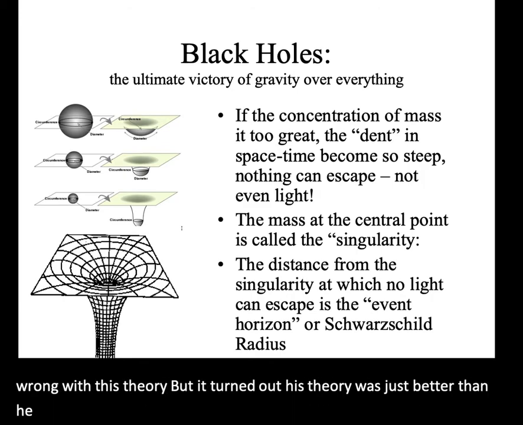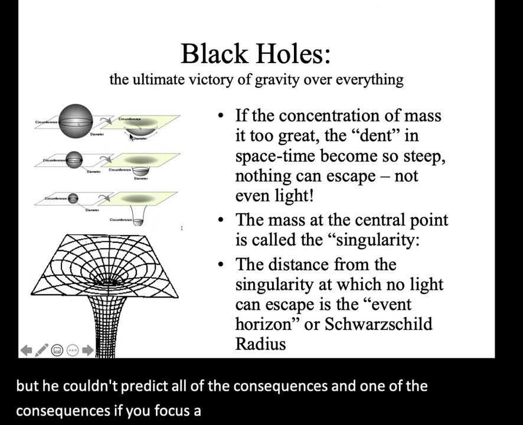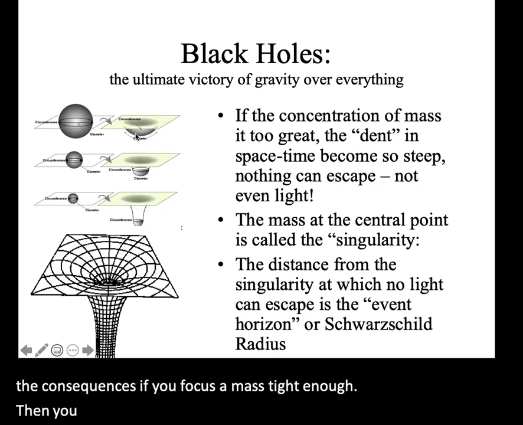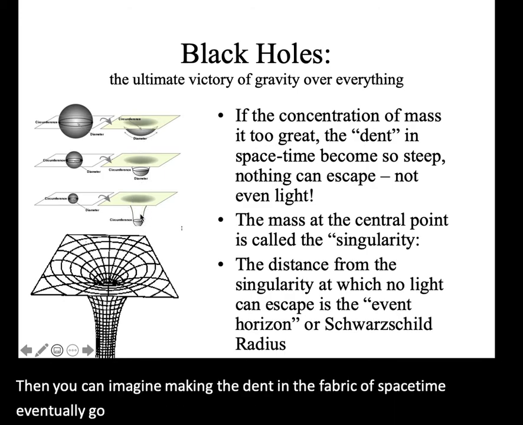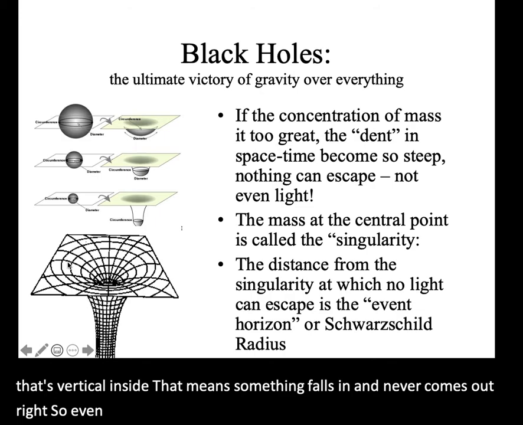I mean, he came up with this idea of the warping of space-time, but he couldn't predict all of the consequences. And one of the consequences is if you focus a mass tight enough, then you can imagine making the dent in the fabric of space-time eventually go basically vertical. And what does it mean to have a dent that's vertical inside? It means something falls in and never comes out, right? So even light would go in here and never come back out.